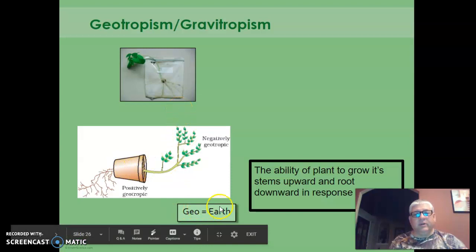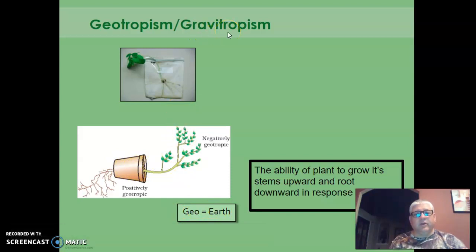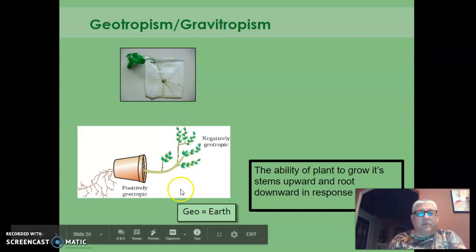Okay, so geo means earth. So it's growing toward the earth or away from the earth. There's positive and negative geotropism. The plant, obviously, if this part of the plant grew down, it would grow into the soil and then the roots would grow up. That wouldn't work.